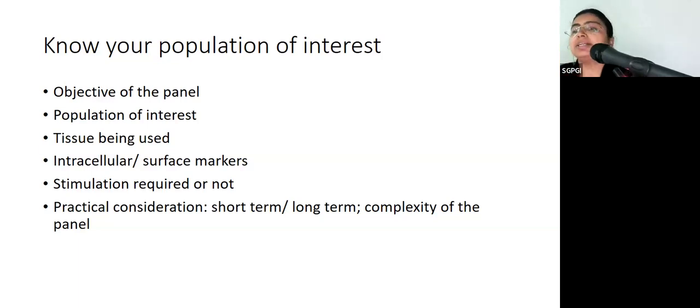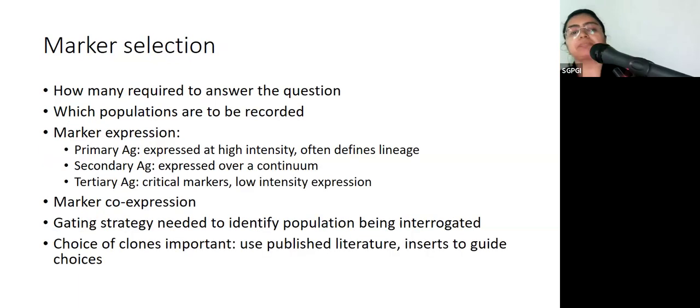A practical consideration is whether you're planning a panel as a short-term or a long-term panel. If it is a 10-color tube, it is going to be more complex than a 6-color tube. So you have to keep that in mind. When we want to select markers, we have to decide how many we want to answer the question. So for the B-cell lymphoma example, the lymphoma screening tube that I gave you, what do you think is the minimum markers that you would want?